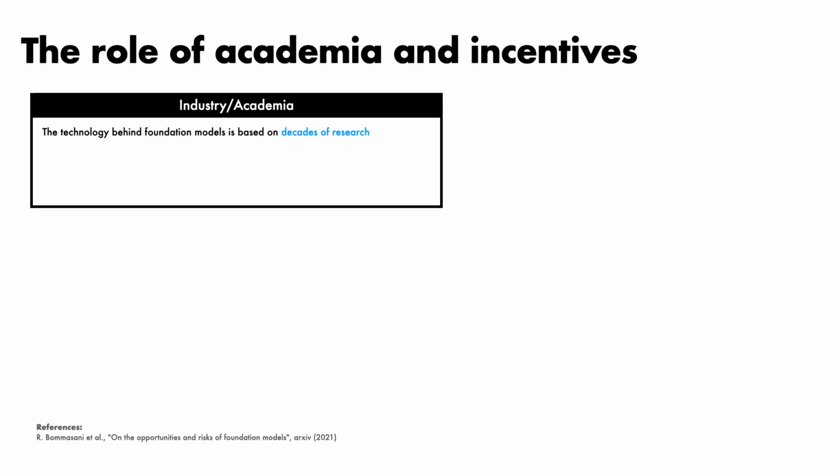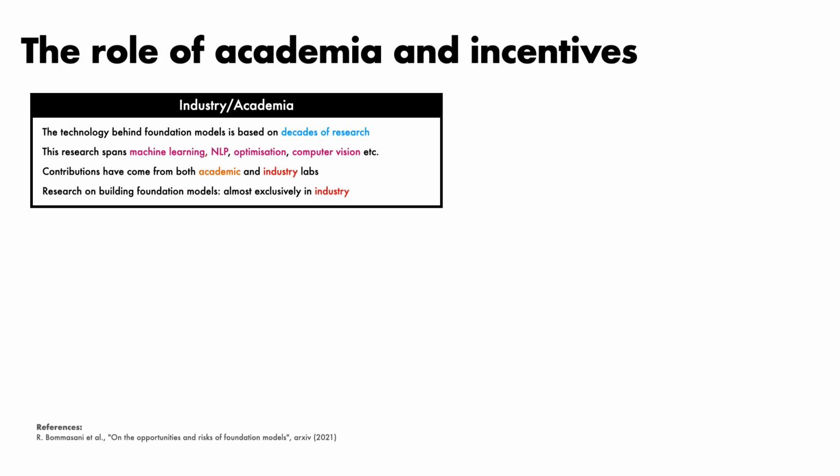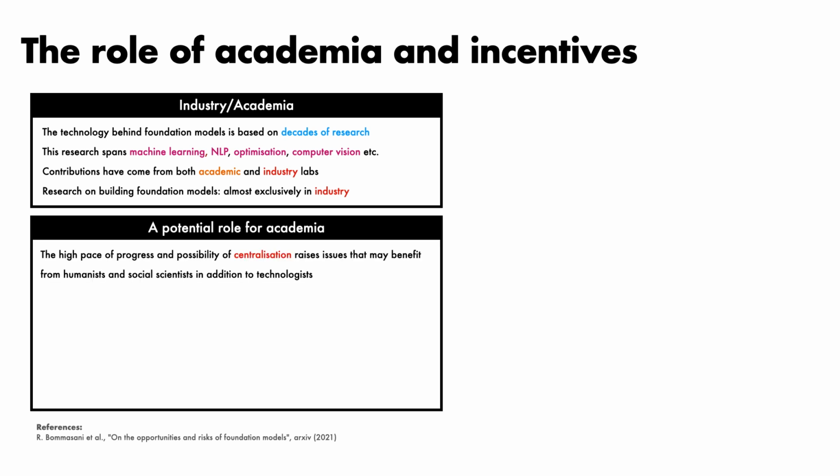The technology that underpins foundation models is based on many decades of research, spanning fields such as machine learning, natural language processing, optimization, and computer vision. Notable contributions have come from both academic and industrial labs. However, one striking recent trend is that research on building foundation models has taken place almost exclusively in industry. Bommasani et al. suggest that the high pace of progress, together with the possibility of centralization, raise issues that may benefit from humanists and social scientists, in addition to technologists.